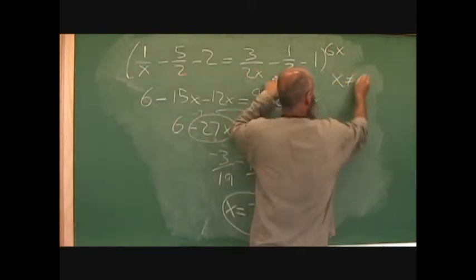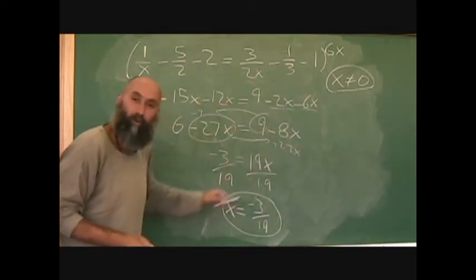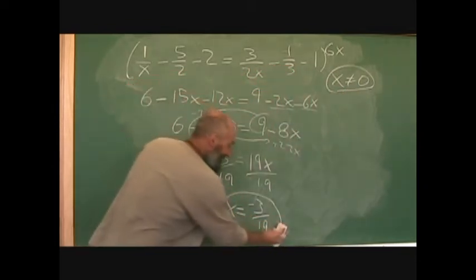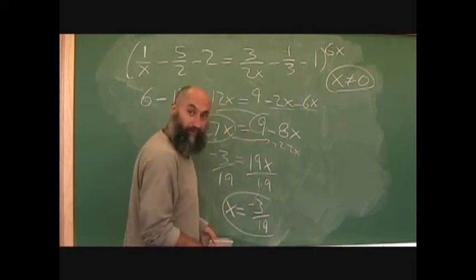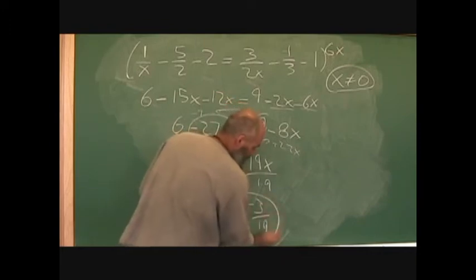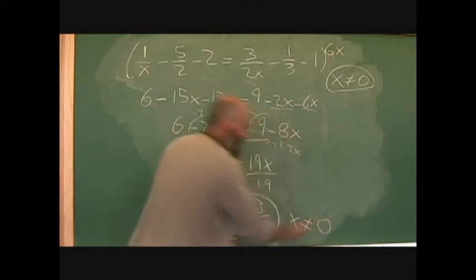So x cannot equal 0, right? So when we write down our final answer, we're going to have to leave a little room here and say x is equal to negative 3 over 19. And, well, x cannot equal 0.